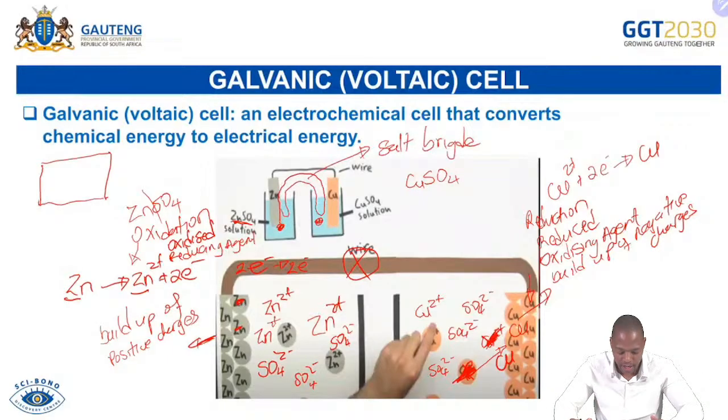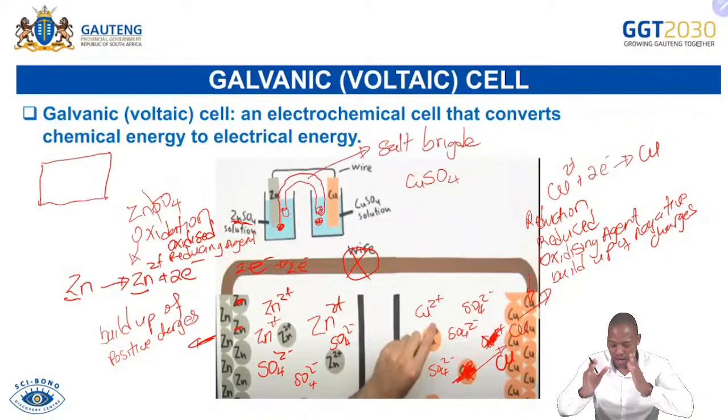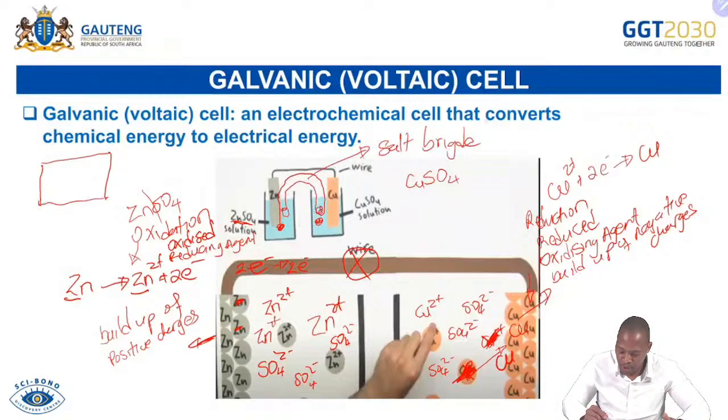This U-shaped thing is called a salt bridge. Very, very important thing. Let's talk about the name again. Salt bridge. It's a bridge. What does a bridge do? It helps you go from one side to the other side. Okay? So what is this bridge doing? It helps salt go from one side to the other side.